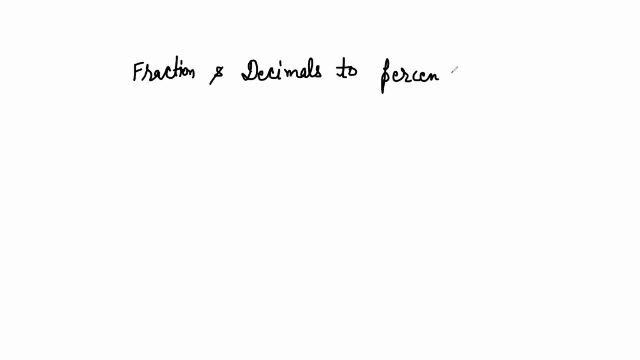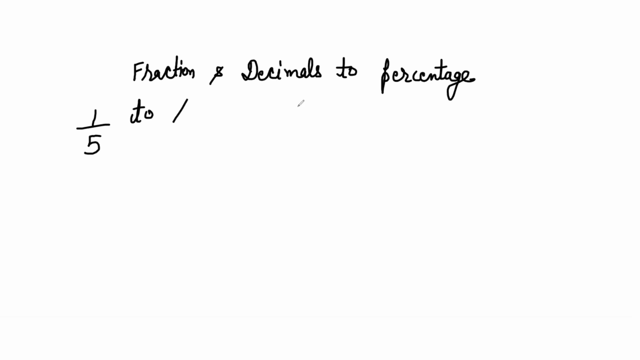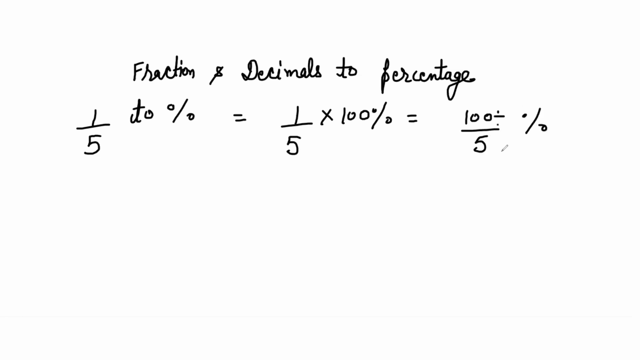Now let's learn how to convert fraction and decimals to percentage. Whenever we have to do that, we always need to multiply a fraction or a decimal number with 100%. For example, if I have to convert 1 by 5 to percentage, I'll multiply 1 by 5 with 100%. So 100 over 5%. Now I can simplify it, divided by 5, what I'll get here, 20%.